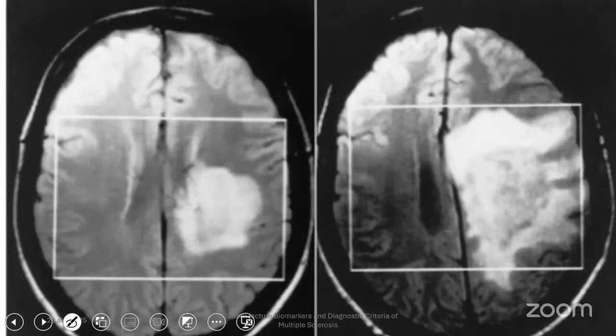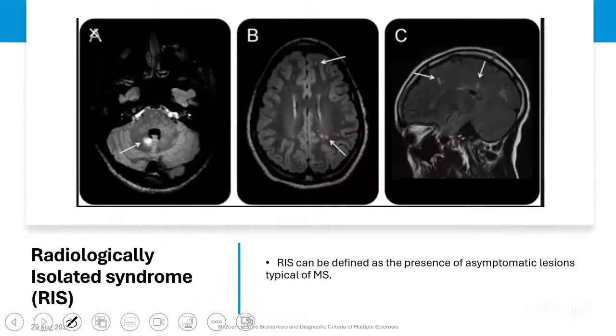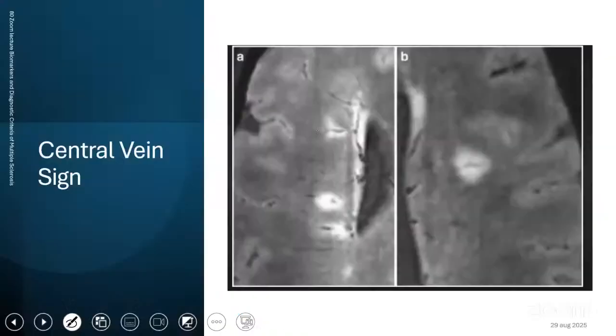So these are the variants of MS with big lesions. One concept is radiologically isolated syndrome. It can be defined as the presence of asymptomatic lesions typical of MS. So you do MRI for some other reason and you come across these lesions which are seen here. What is the significance of radiologically isolated syndrome? If it is associated with a demonstrable IgG synthesis in the brain, then it becomes diagnostic of MS.